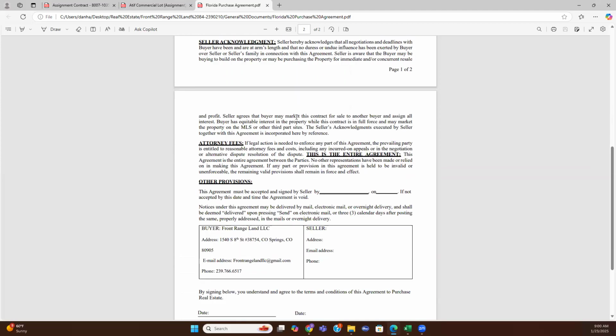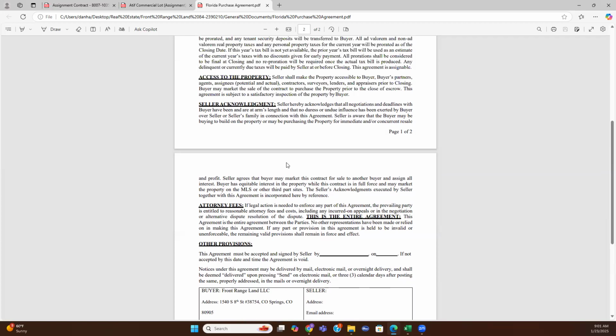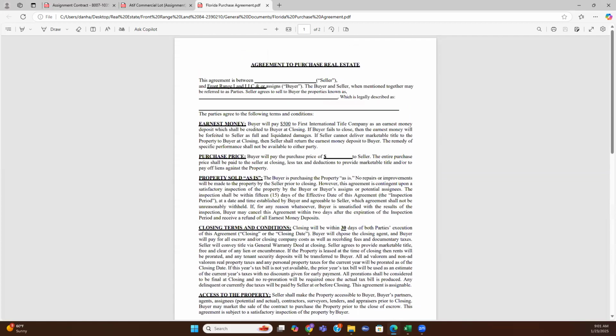Seller agrees buyer may market this contract for sale to another buyer and assign all interest. Buyer has equitable interest in the property and may market the property on the MLS. That part is very state and realtor specific. Talk to your attorney and realtor ahead of time about marketing on the MLS, but the assignment language is fairly universal, barring the states that don't let you do assignments anymore. And this is what our title company wants us to have in order to do assignments. So that's what we put in to make the initial contract assignable.